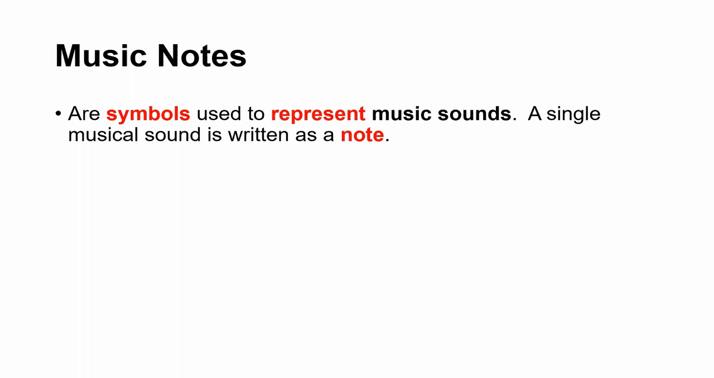When you write music notes down, it's a visual way of reading the note. So that's what a musical note is. Musical notes are symbols that are used to represent the musical sound. In short, we just generally call it a note.